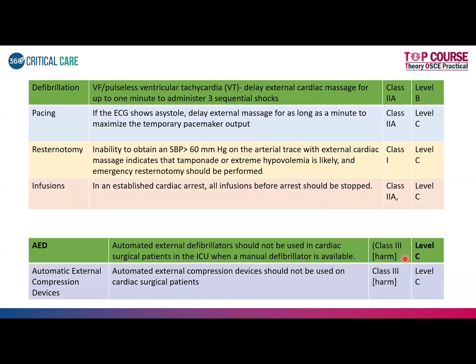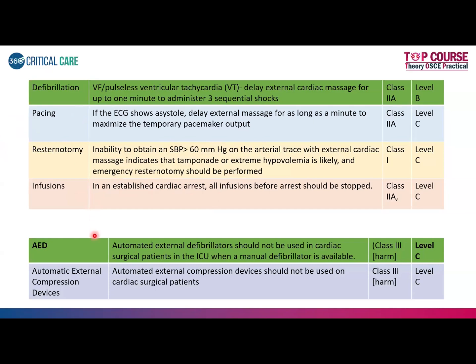Okay. So defibrillation, this is a class 2A level B. Pulseless ventricular tachycardia, ventricular fibrillation: delay the external cardiac massage. Do not give CPR unless it is more than a minute. Give shock. Pacing is required as early as possible in case it is available. Resternotomy: inability to obtain a systolic blood pressure more than 60 millimeter of mercury on the arterial trace. Please go for an emergency resternotomy. Activate the OT. Infusions in established cardiac arrest, all the infusions need to be stopped.